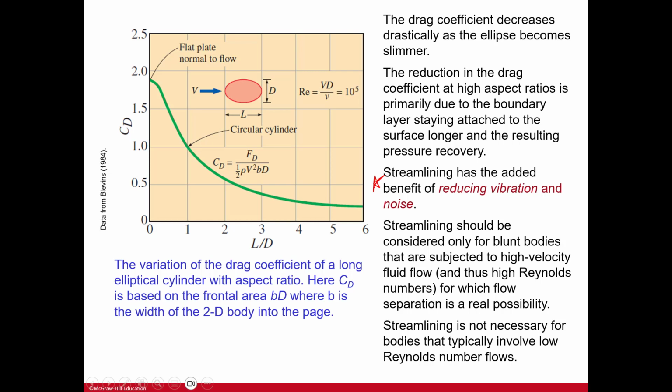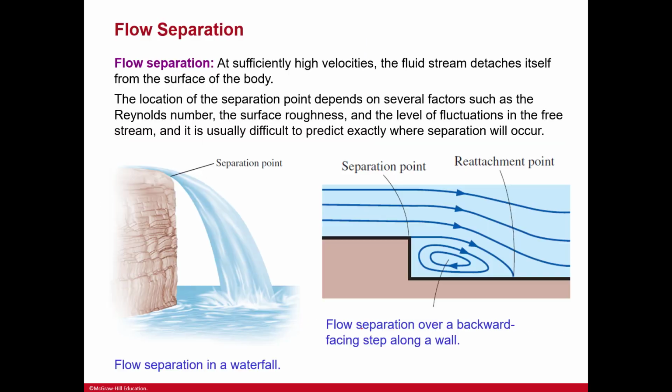Streamlining should be considered only for blunt bodies that are subjected to high velocity fluid flow, and thus high Reynolds numbers, for which flow separation is a real possibility. Streamlining is not necessary for bodies that typically involve low Reynolds number flows. It just doesn't pay off.